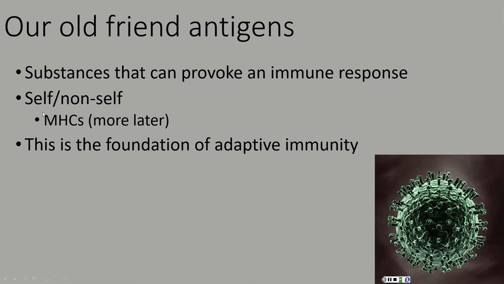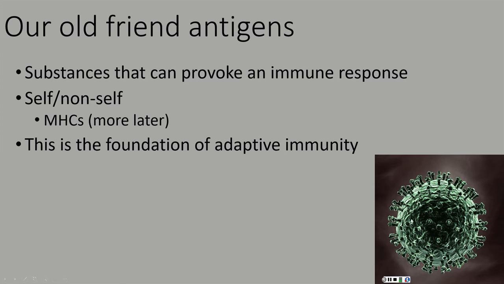Now, something else that we're going to talk about are things called major histocompatibility complexes, MHCs. These are self-antigens, and they are a specific type of self-antigen. Now, we just said that self-antigens should not be recognized by your immune system. But MHCs, which we're going to talk about later on, actually are recognized by parts of your immune system. They do not look out of place, but they are recognized by your immune system. So we'll see what that means a little later on also. And all of this, the shape of antigens and self versus non-self, is the foundation for adaptive immunity.